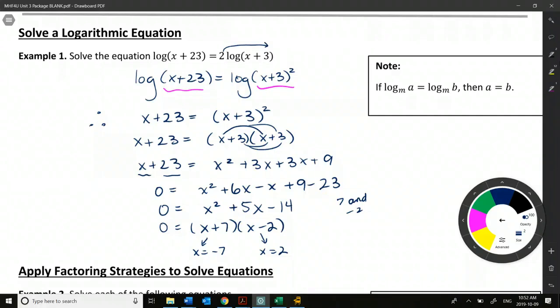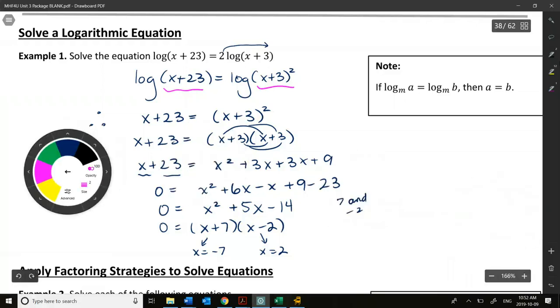So one thing that I always want to check after I get my answers for this, these are the x's that make this expression true, right? I want to make sure that if I were to sub back in either of these x's into my equations, that I'm not taking the log of 0 or the log of a negative, because logarithmic functions are undefined for values that are less than or equal to 0. So if I sub these back in, do either of these values cause me to take the log of a negative? Well, if I sub in negative 7, let's just see here.